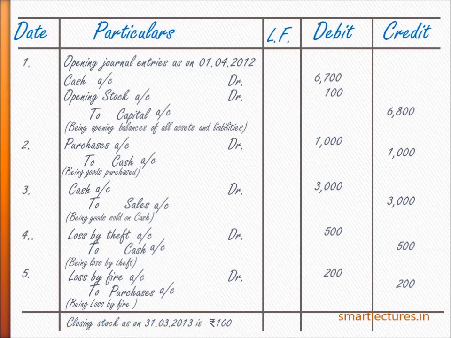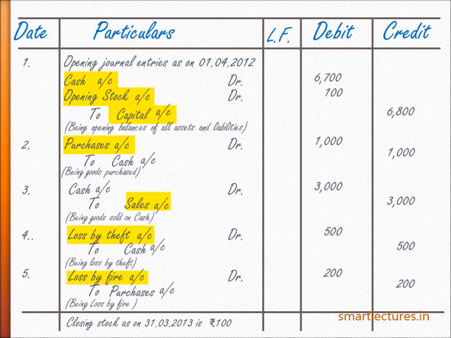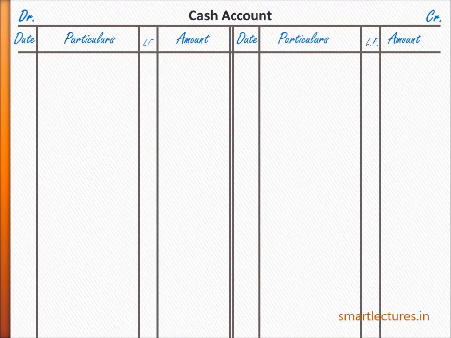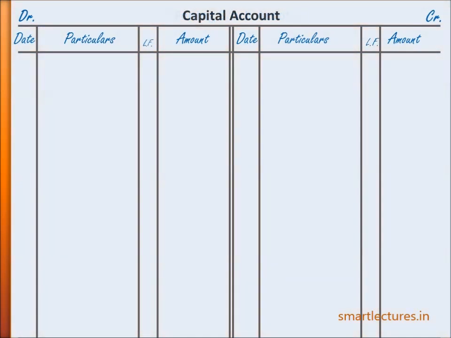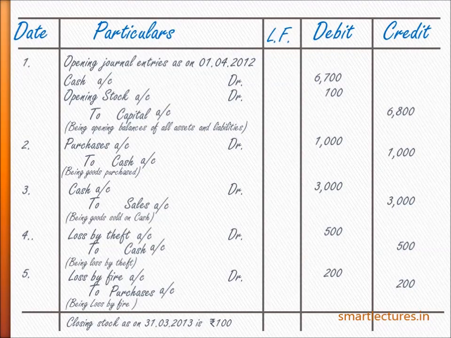Now we have to see how many accounts are involved or how many items are involved in the journal entries during this year. Number 1, cash account, opening stock account, capital account, then purchases, sales account, loss by theft account, loss by fire account. So 7 accounts are involved in the journal entries. So open all the ledgers: cash account, opening stock account, capital account, purchase account, sales account, loss by theft account, loss by fire account. Let's start ledger posting.